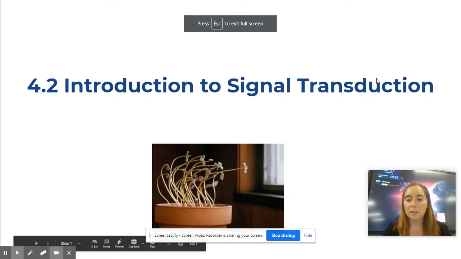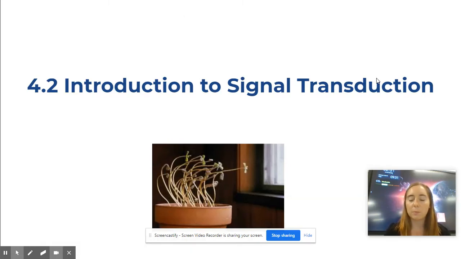In the last video, I talked a lot about how we can have a signal that's transferred from cell to cell when they're in direct contact with each other, really close, or where they need to get that signal from really long distances. But what we need to look at next is what happens once the cell actually gets that signal. How does it take that signal and actually do something with it?